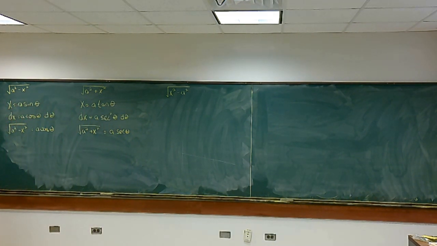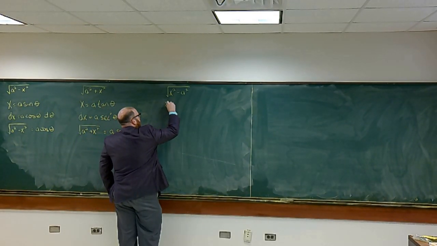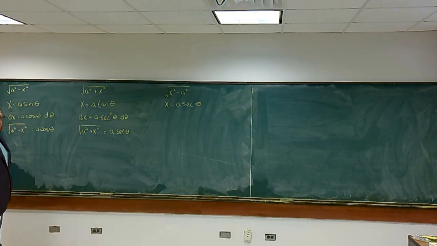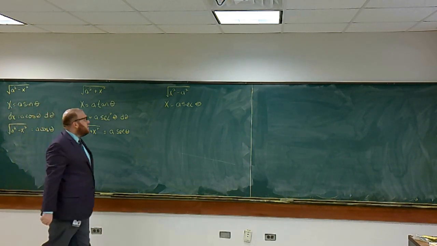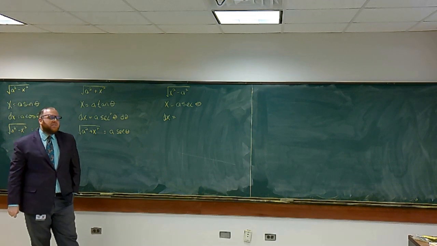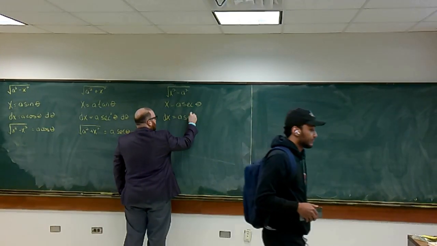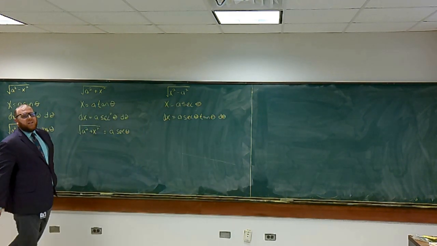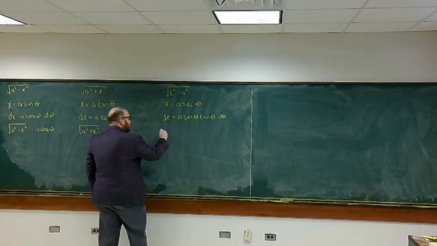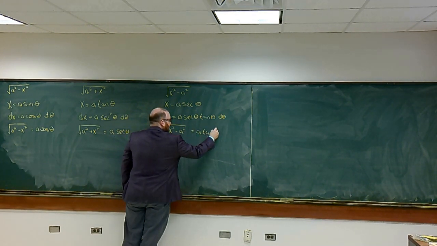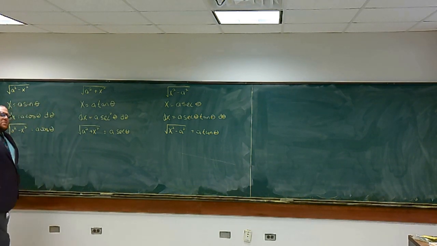Finally, if we have the square root of x squared minus a squared, make the substitution x is a secant theta. dx, the derivative, is secant tangent. And the square root function becomes a tangent.